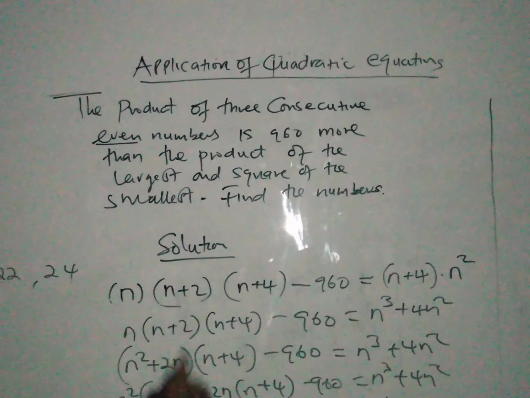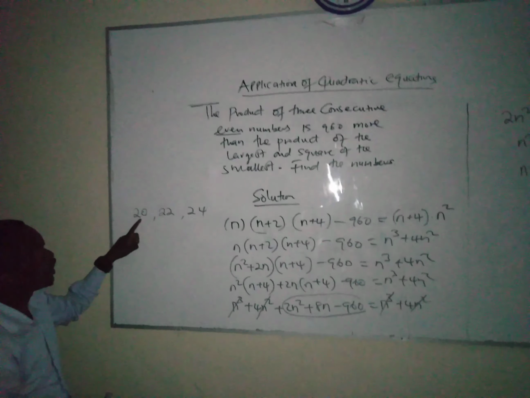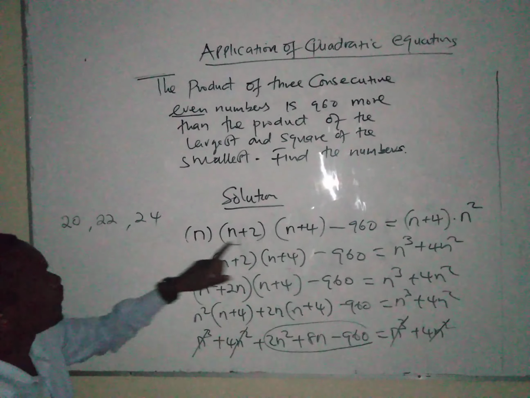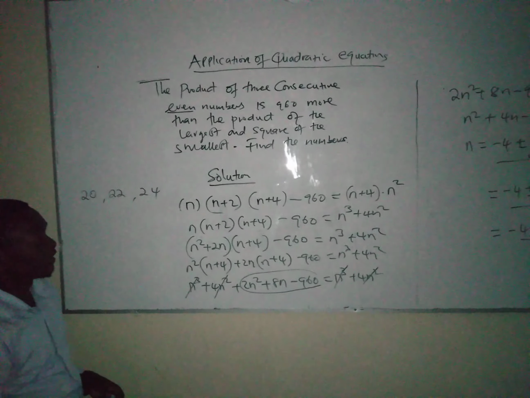The word consecutive means following each other. Even means that the number is divisible by 2, so you must know how the order of those natural numbers follow each other, and that's how it is done.